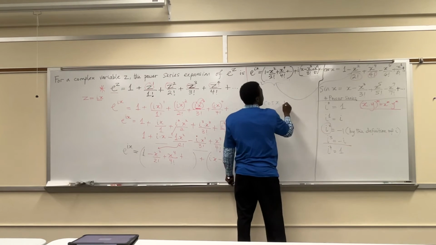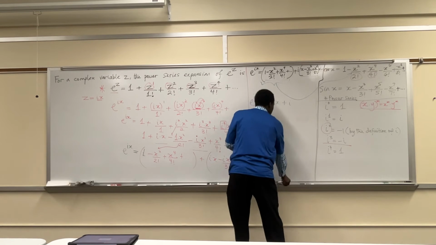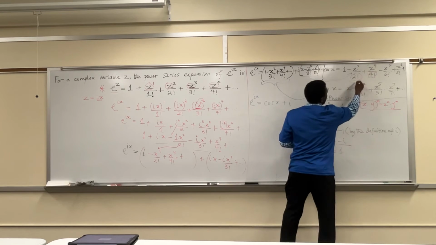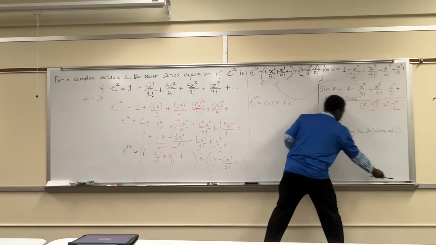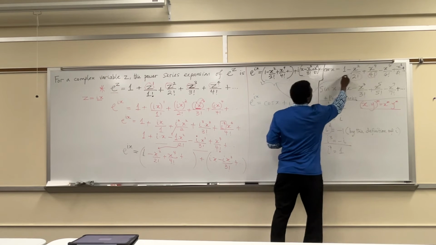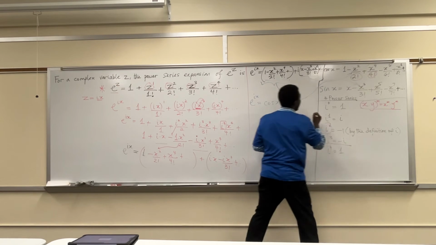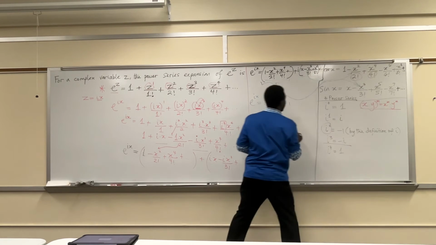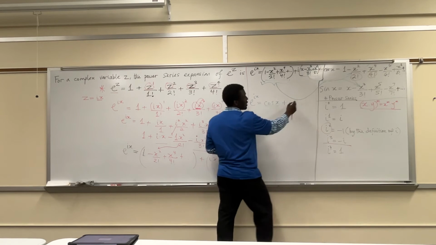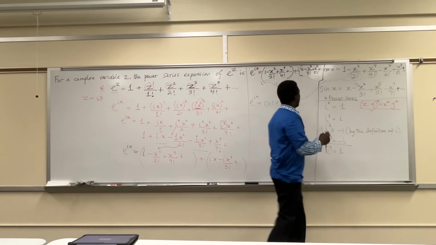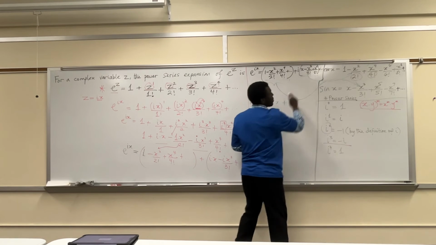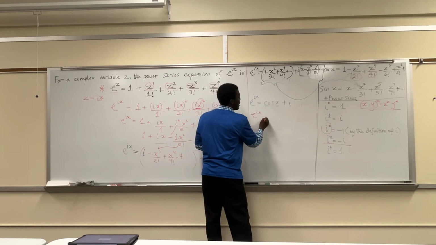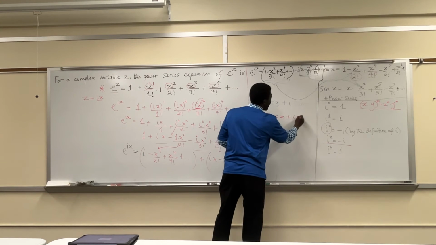This over here follows the pattern of sine x. So this follows the pattern down here of sine x. So now notice that cosine x is the same as this. Sine x is the same as that. And now we have e to the ix is equal to cosine x plus i sine x.